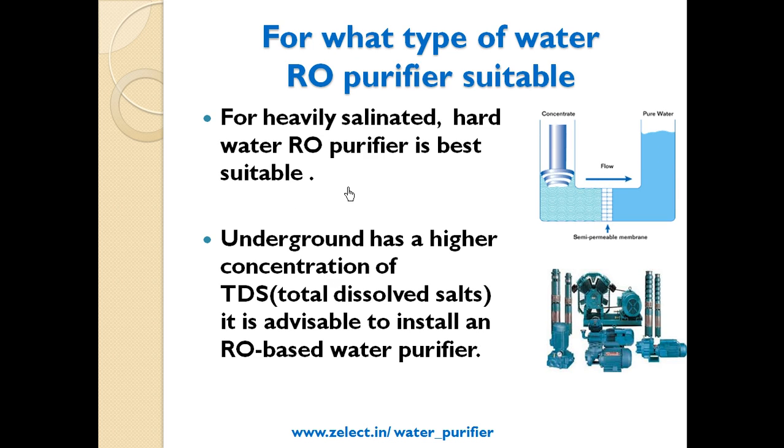For what type of water is an RO purifier suitable? For heavily salinated hard water, an RO purifier is best suited. Underground water has a higher concentration of TDS, so it is advisable to install an RO based water purifier. What exactly is TDS? It is total dissolved salts.